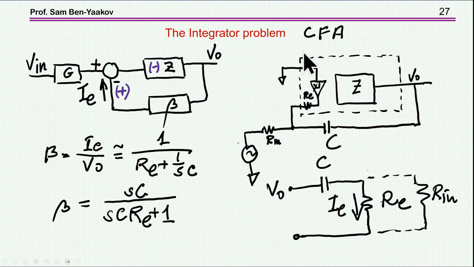Now, in the case of the CFA, we have a similar problem. Remember, we said that we need a high Z sub F here in order to limit the current here and to make 1 over beta large enough. So in this case, beta is the current here divided by V out, and I'm simplifying it by neglecting R in, assuming that it is larger than R sub E. So I have here that beta is IE over V out, which is 1 over RE plus the impedance of the capacitor.